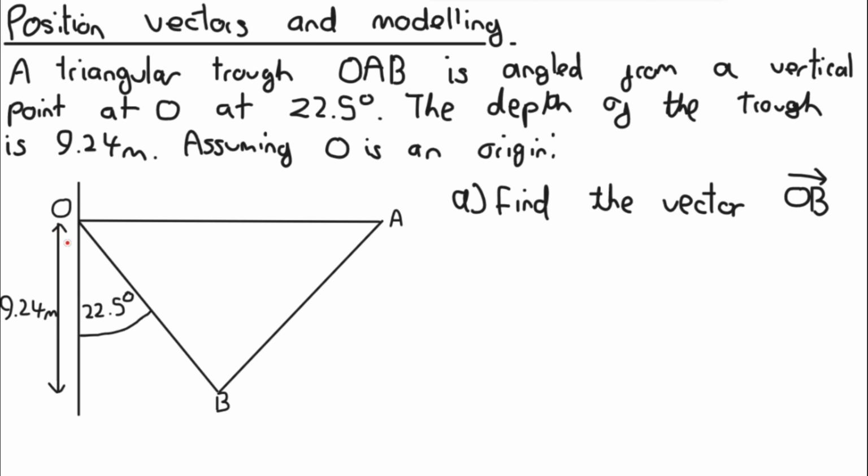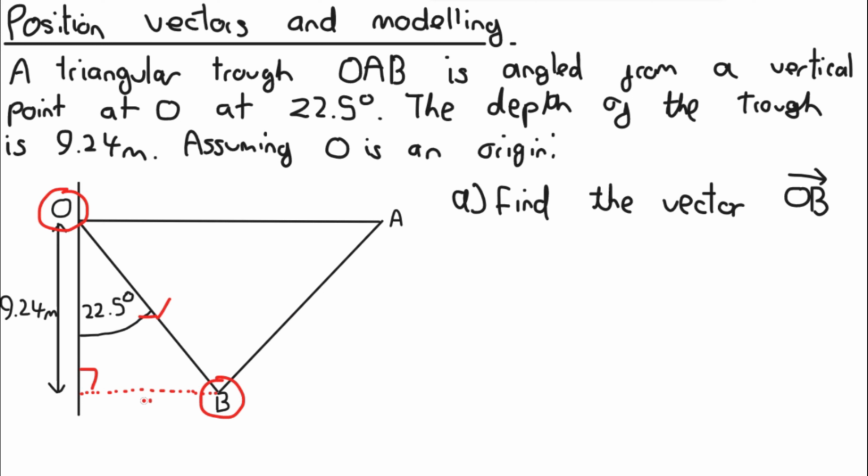So for part A, hopefully this isn't too bad. We need to find the vector OB, so it's going in this direction here. Well, we know the downwards part because it's this here, it's 9.24, but remember it's going to be minus 9.24 because it's going down. But what we need to find is the right component, and we can do this by creating the triangle here, and therefore we can just do SOHCAHTOA in order to find this side here, and this will be the horizontal component of the vector.